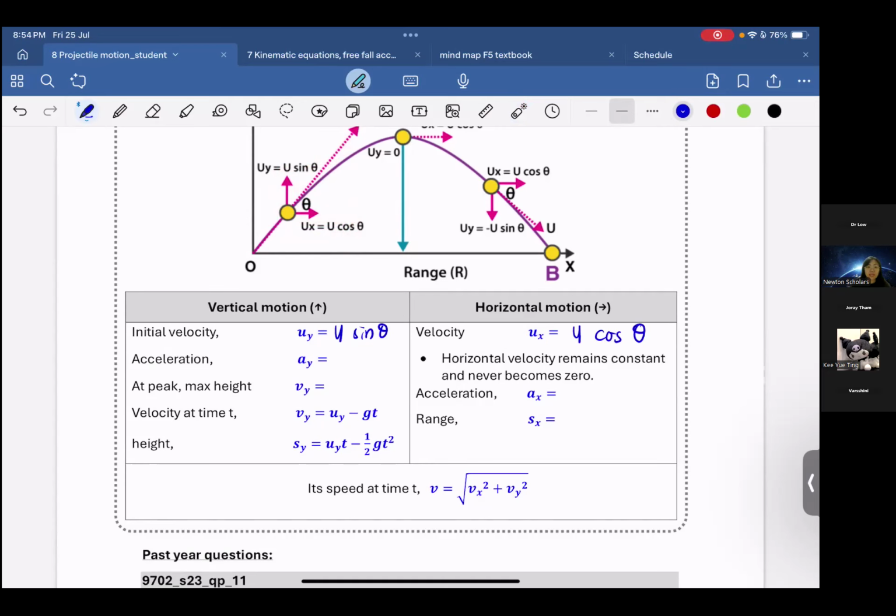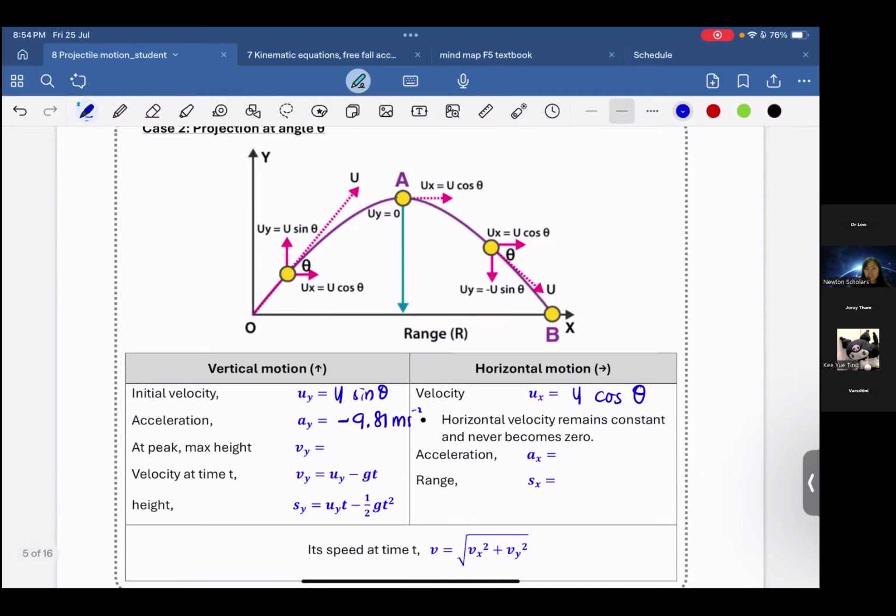Then after that, AY: we throwing upward, so it must be negative 9.81 meter per second squared, negative g. Then VY. If you project it to the maximum height, you need to understand that the vertical V is actually 0. The vertical one will be 0, but the horizontal one still has. So overall, the velocity is not 0.